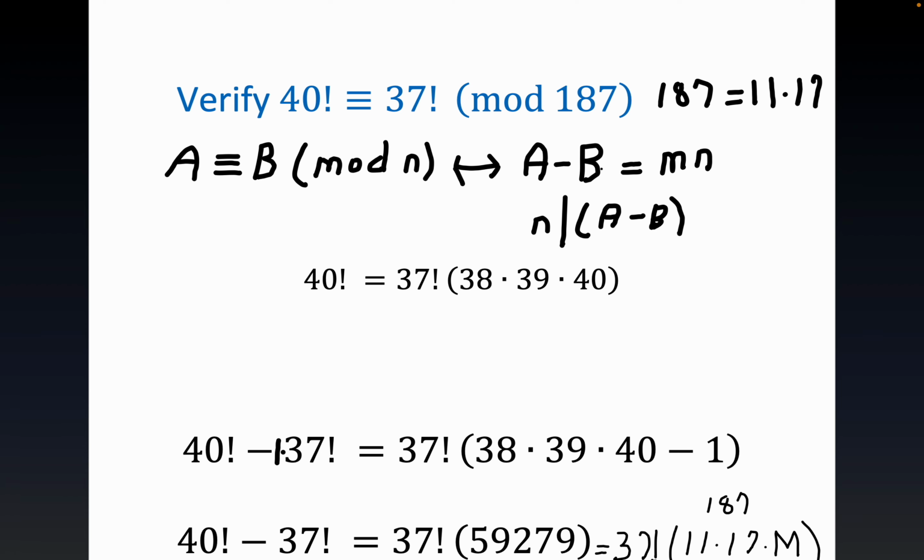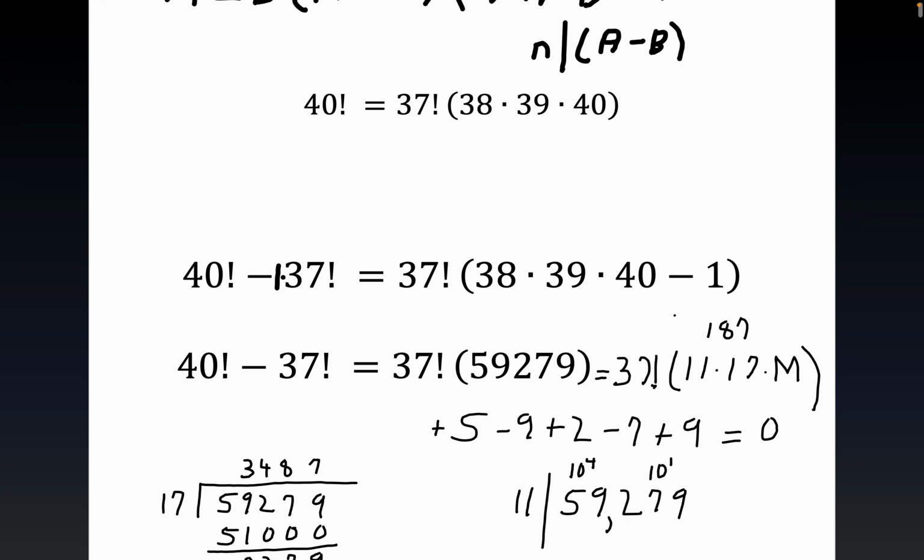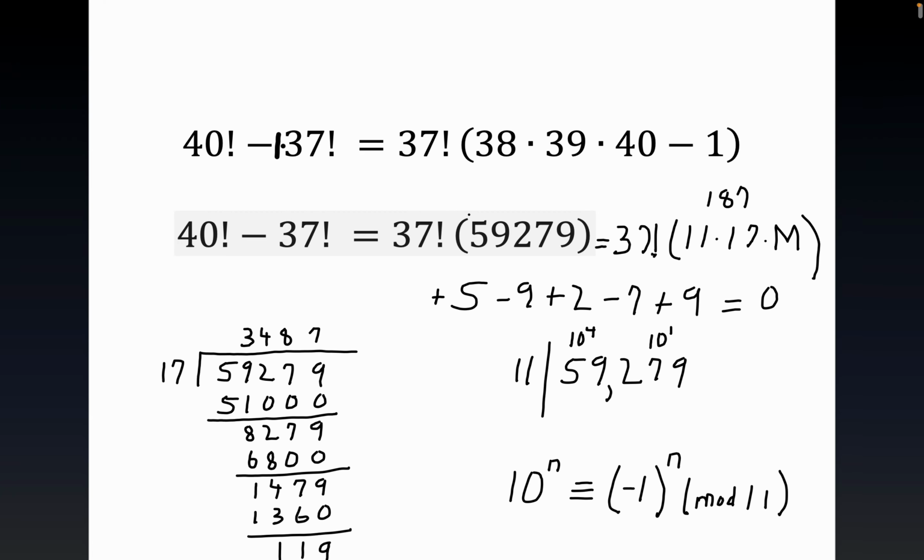And so we had to write a minus b as a multiple of n. This would be our n right here, for this more general case. So anyway, this part right here proves it. Let me get that circle. All of this stuff here is a multiple of 187. So that completes the verification.